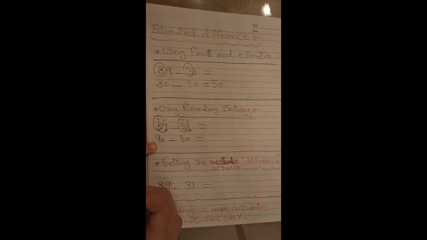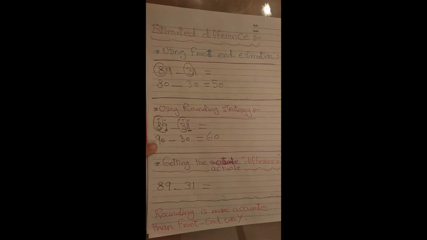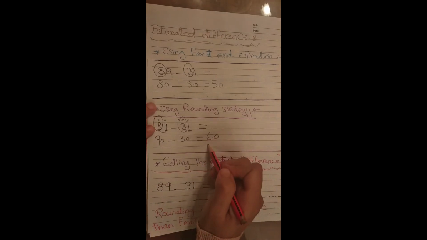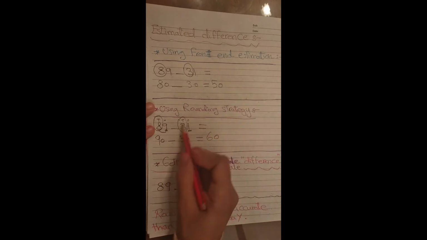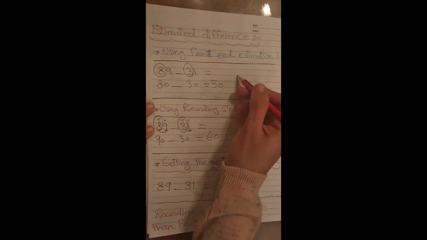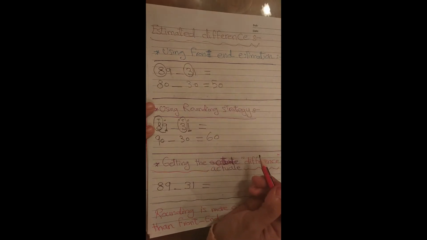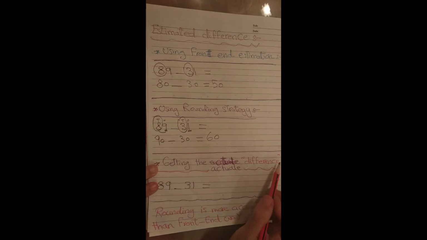And it equals what? Now it is so easy to say that 90 minus 30 equals 60. So here, from the front end estimation, we get the estimated difference, which is 50, and from rounding, we get the estimated difference, which is 60. And I have a very big difference between the two values. So we will get the actual difference.